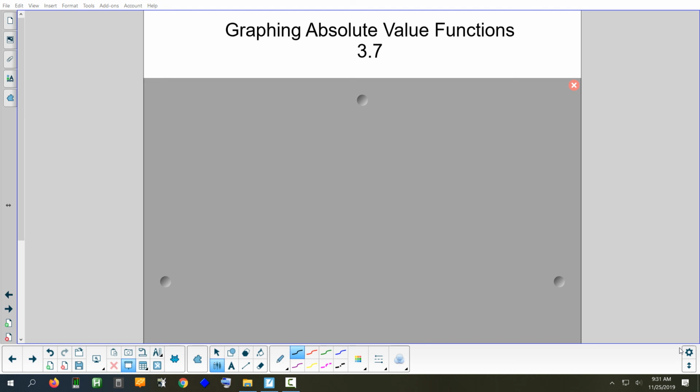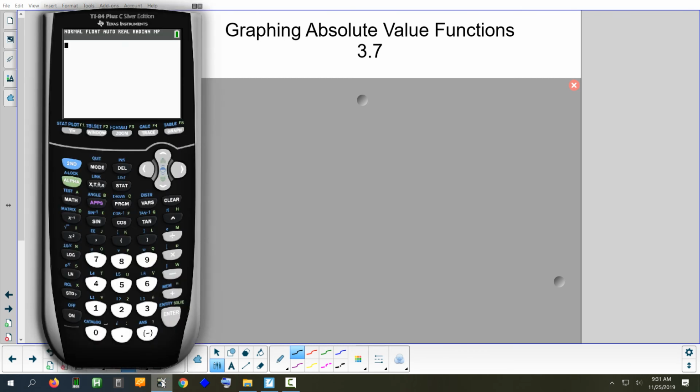Okay, so what we're going to take a look at is the last section in chapter 3, which is on graphing what are called absolute value functions. Does anybody remember what the absolute value symbol looks like? How do you know that an equation has absolute value?